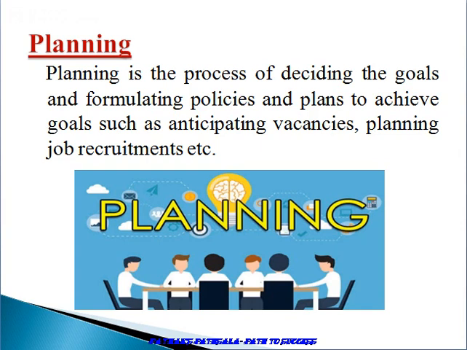The process of planning includes the following steps. Number one, determination of the goals or objectives. Number two, forecasting or anticipating the future courses of action. Number three, selecting the best course of action or decision. Then the formulation of policies, programs, budget, which is required for achievement of that predetermined objective.